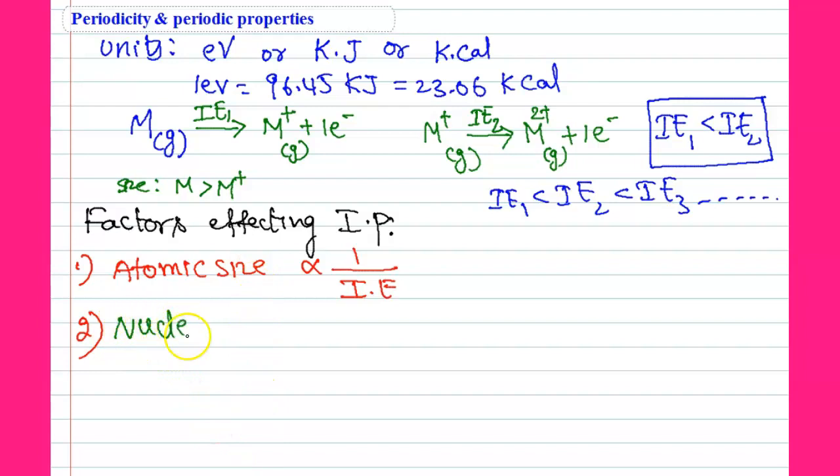Is it okay, students? The next point is nuclear charge. Nuclear charge means the positive charge present in the nucleus, because the charge of the protons and neutrons together is totally positive. So if nuclear charge increases, size decreases. When size decreases, removal of electrons is very difficult, and that means ionization energy is higher.